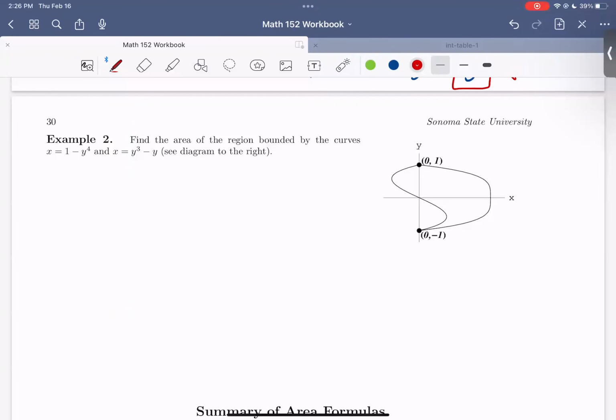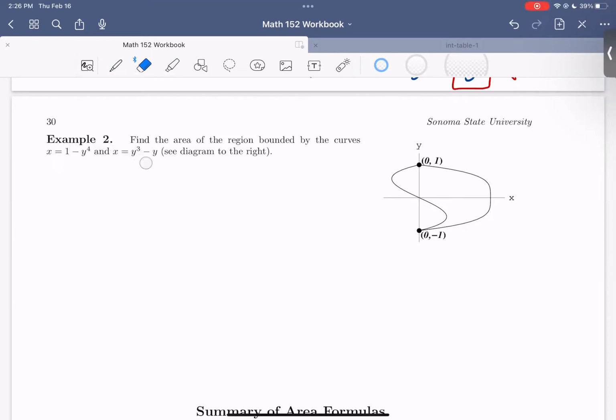Hey everyone, in this video, we're going to look at example 2 in our section on 6.1. In this case, we're asked to find the area of the region bounded by the curves given in terms of y. So 1 minus y to the fourth is equal to x, and y cubed minus y is equal to x. Notice how the nature of these curves is different than what we've been seeing before.